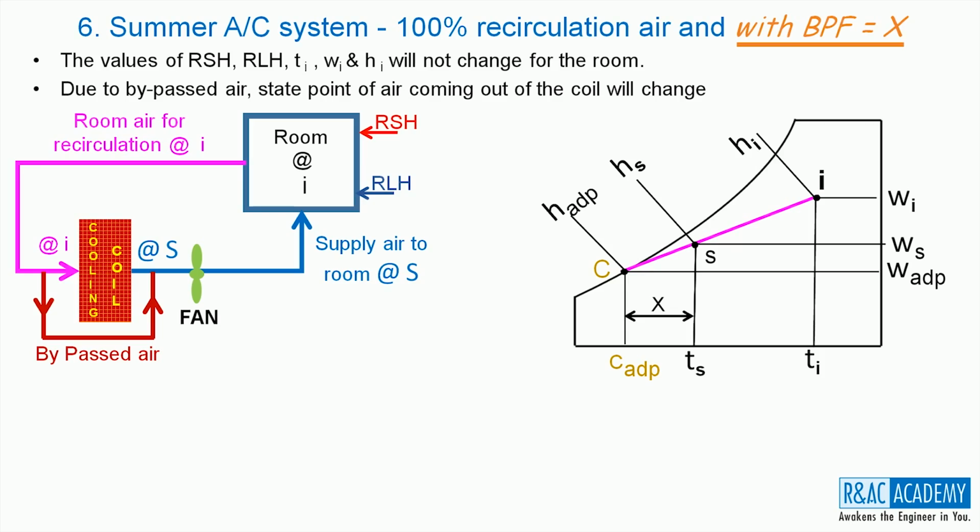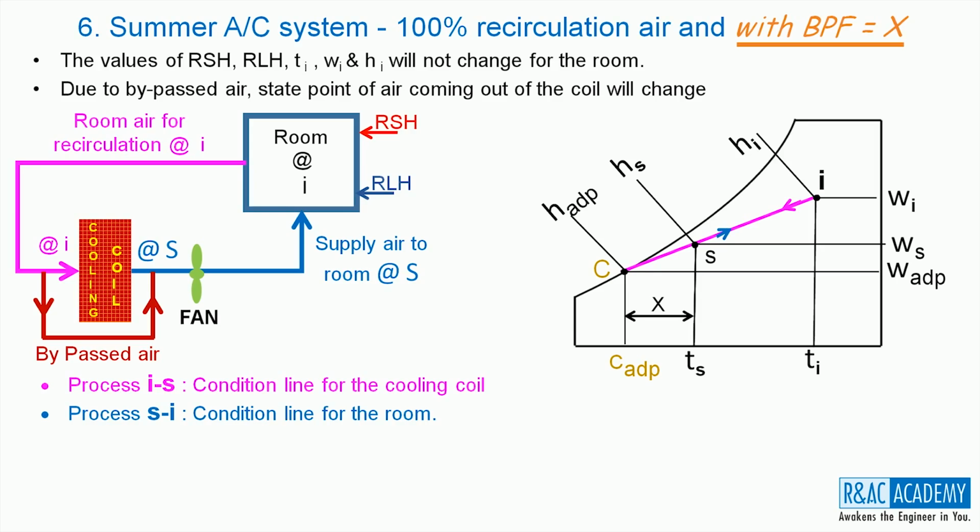Before we get into the calculations part, let us look at certain nomenclature. The process line IS is called the condition line for the coil and the process line SI is called the condition line for the room. Please note that in this case also the load on the coil and the load on the room are the same.